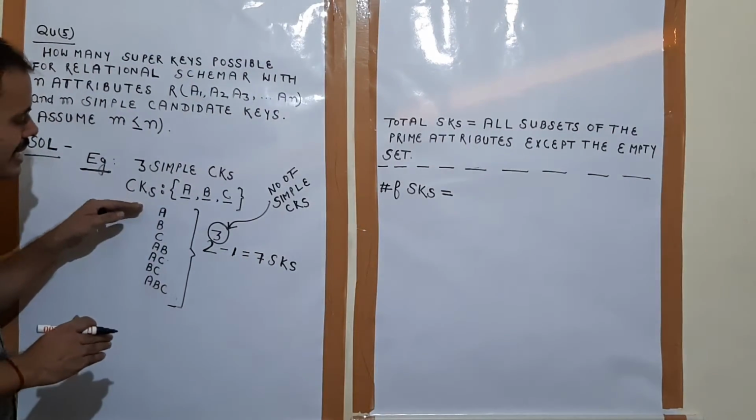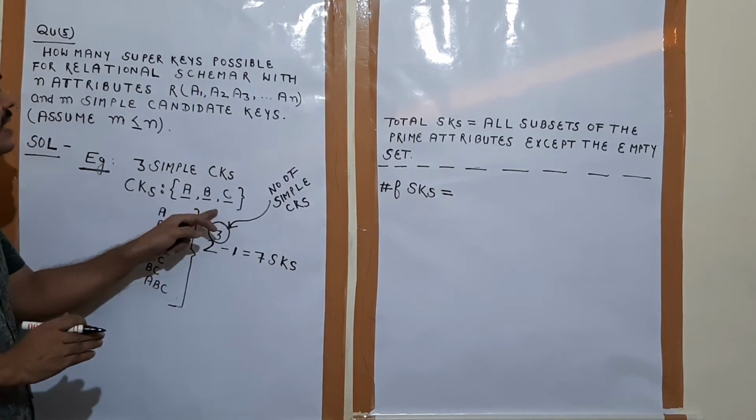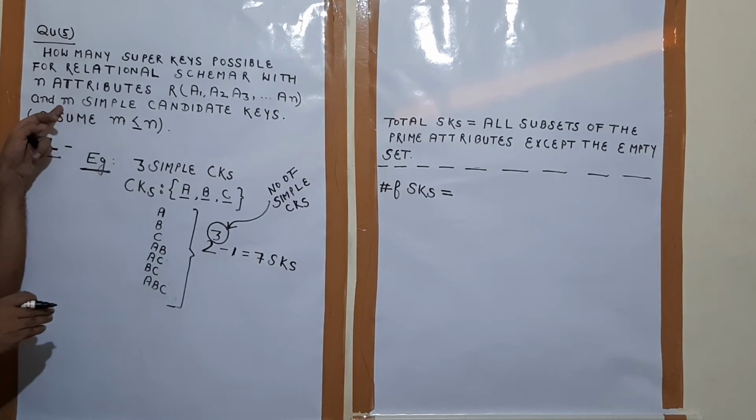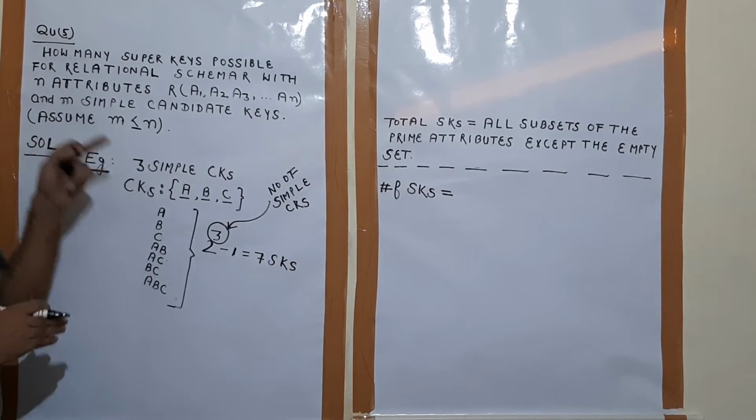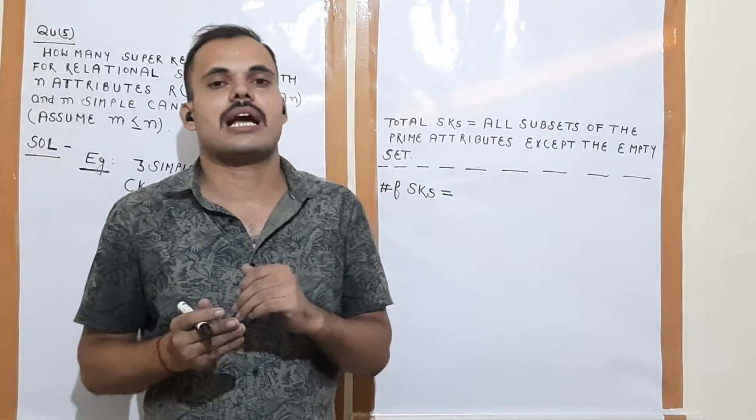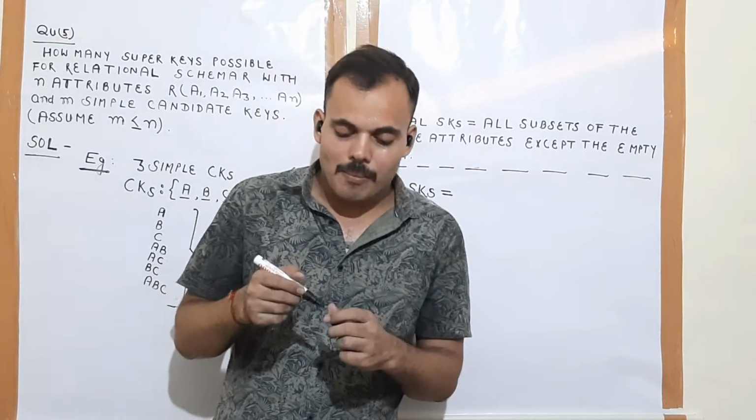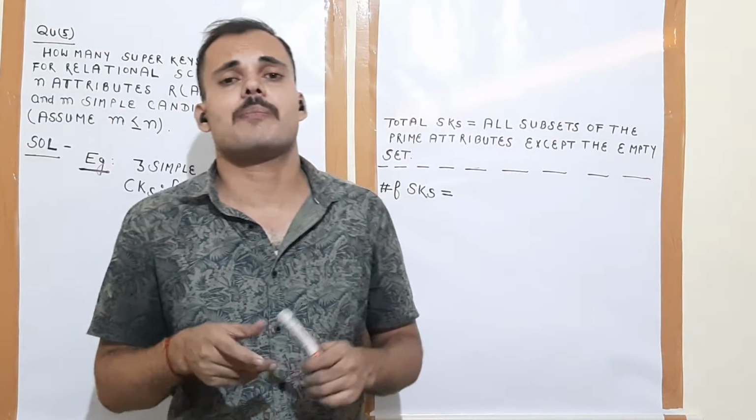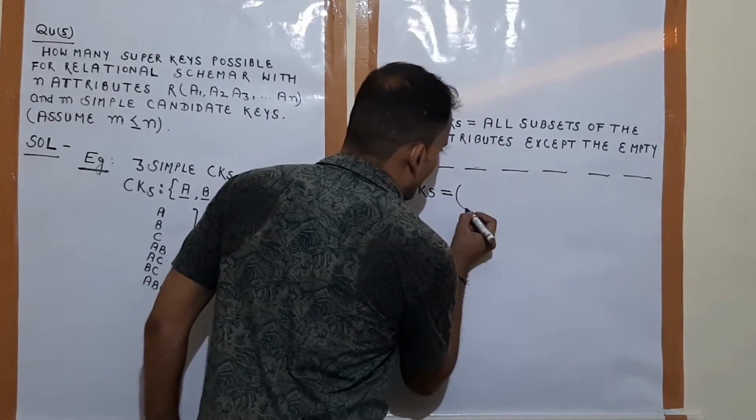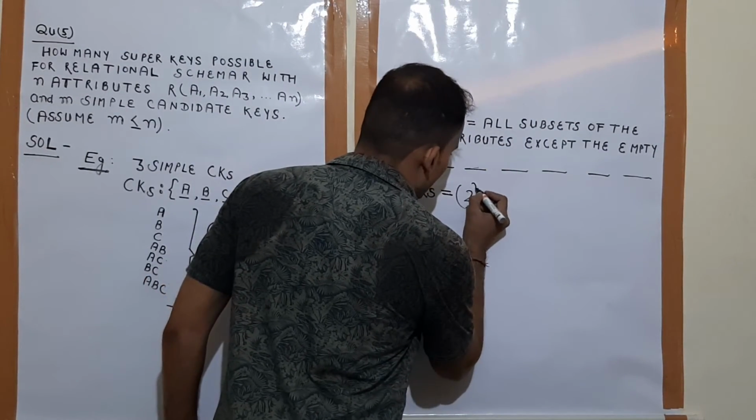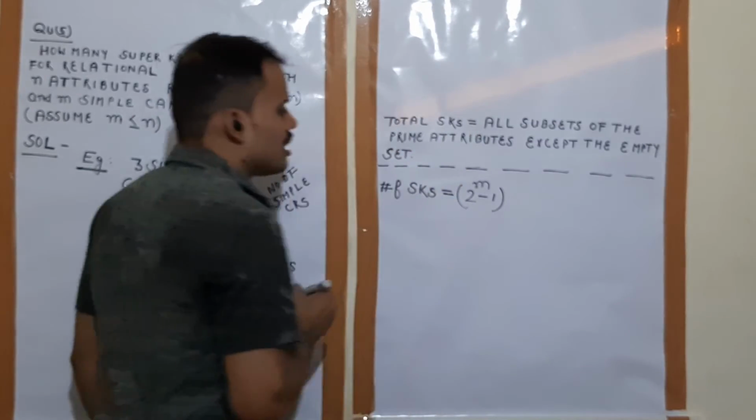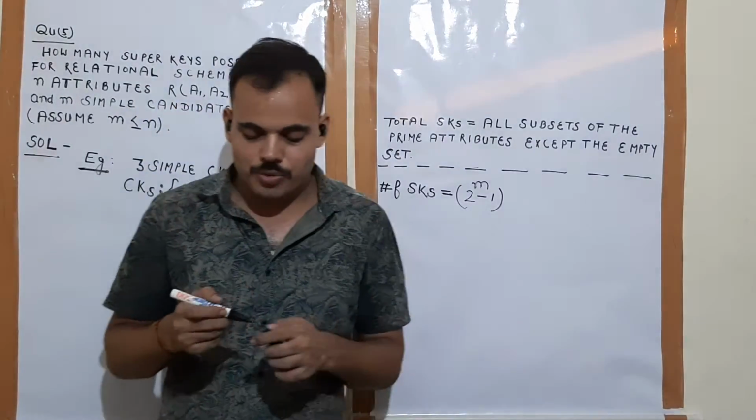If the candidate keys are simple candidate keys, and there are m simple candidate keys, then the number of super keys among the prime attributes of the relation R will be 2 to the power m minus 1. 2 to the power, see formula of prime attribute method.